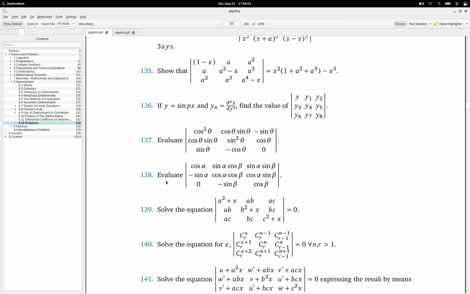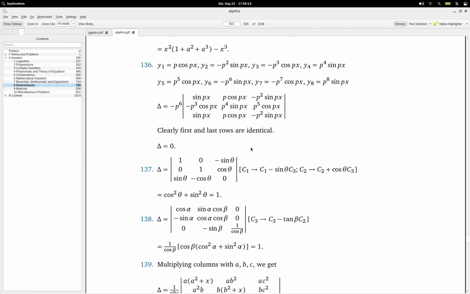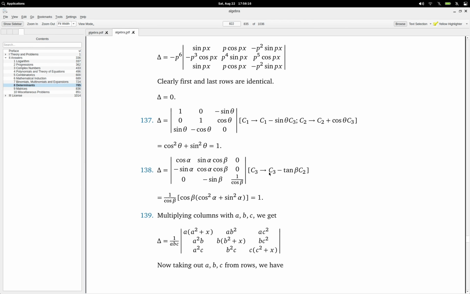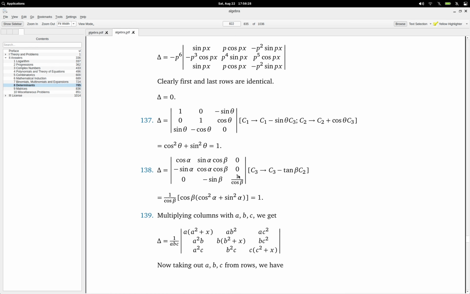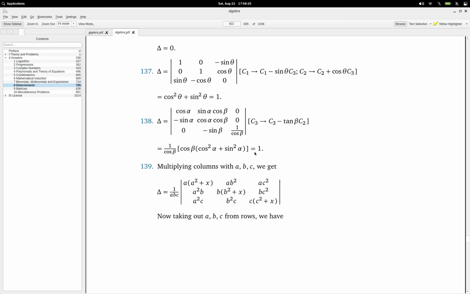Question 138 says that evaluate the determinant: cos alpha sin alpha cos beta, sin alpha sin beta, minus sin alpha, cos alpha, sin beta, 0, minus sin beta, cos beta. Okay. So in this one, what we do is column 3 is equal to column 3 minus tan beta times column 2. So tan beta multiplied by this, so minus column 2. So these two will become 0. Okay. And the third value becomes 1 upon cos beta. So we expand for this 1 upon cos beta, we get the value as 1.